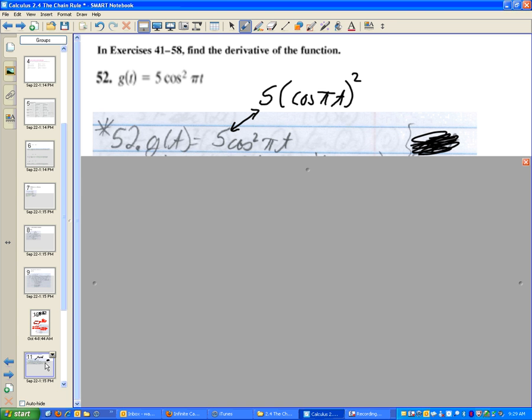Why isn't that just 10 cosine pi t? Why would that not work? Why would it work? Why isn't the derivative of everything 2? And think how easy this class would be if the derivative of everything was 2. So see, we'd be done. We'd be studying for the AP already. We would have covered all of our subjects, and this would be our AP test prep.